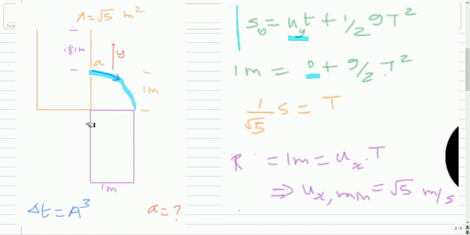Now the range of this projectile is 1 meter. That's equal to the horizontal velocity into time of flight. The horizontal velocity is a constant velocity because there is no acceleration in the horizontal direction. The only acceleration is due to gravity and it's in the vertically downward direction. So from this we get the velocity corresponding to this jet as square root of 5 meter per second. So this is the minimum velocity with which the water coming out will clear the wall. If the velocity of the water jet coming out of this orifice falls below this level, it will hit somewhere here.